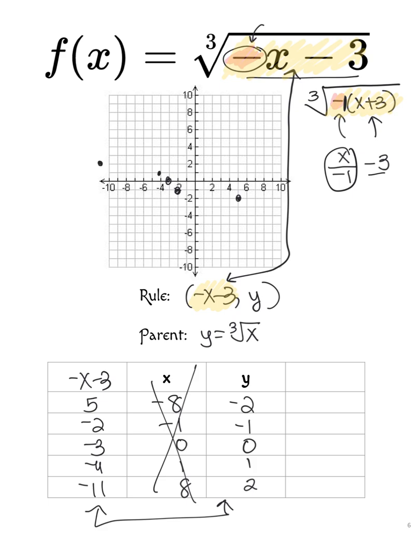Okay, so let's now connect these dots. Okay, and you can see it's the cubed root function, and it has been reflected over, let's think about which axis. Because the negative is in with the x, it's going to be a reflection over the y-axis. That's a little shortcut for that. And it's been shifted left 3.